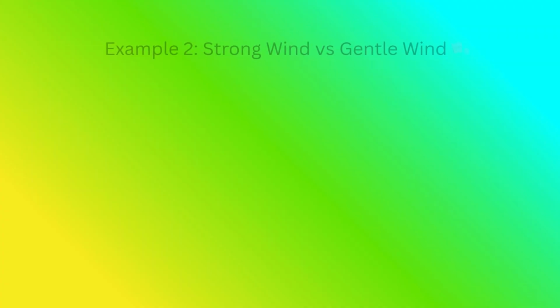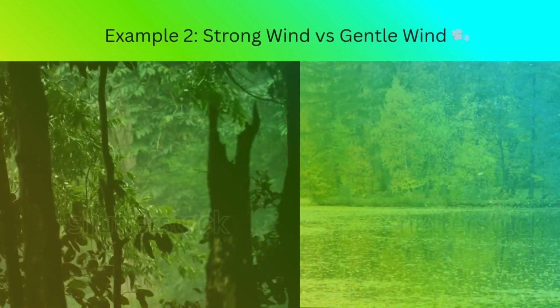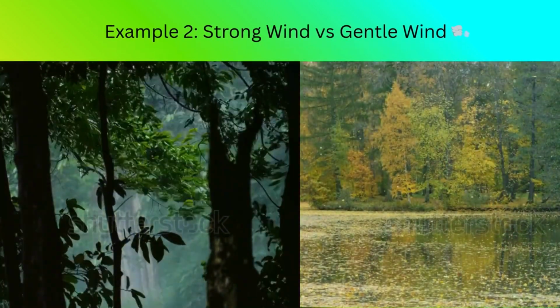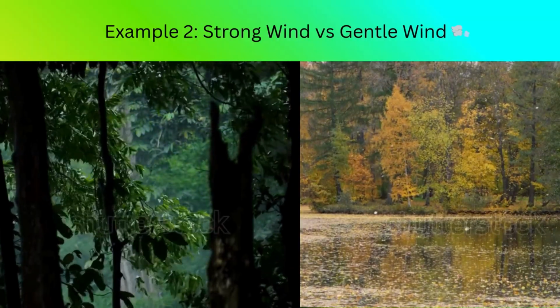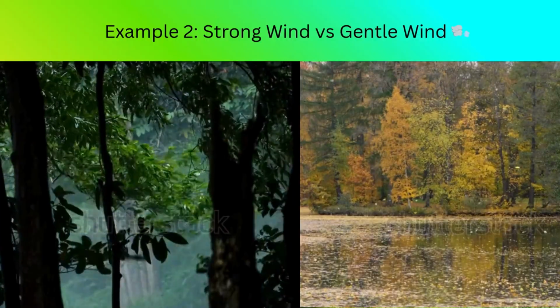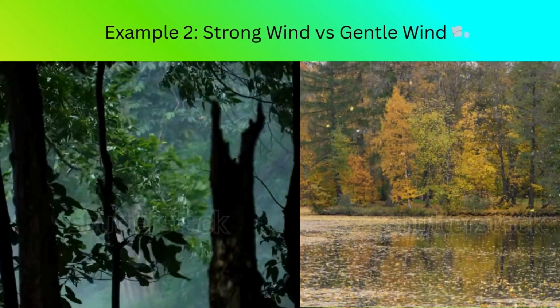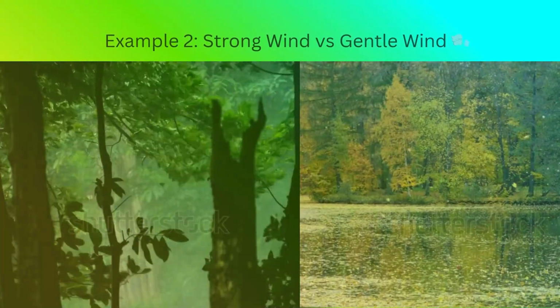Example 2. Strong wind versus gentle wind. On a calm day, leaves move slowly. During a storm, the same leaves fly violently through the air. The mass of the leaves didn't change. The force of the wind increased, so acceleration increased.